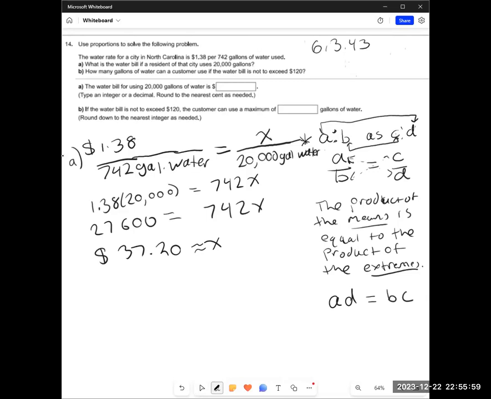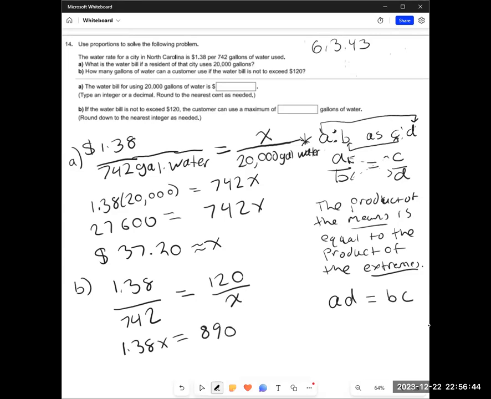For part B, if the water bill is not to exceed $120, the customer can use a maximum of how many gallons of water? So we're going to have 1.38 over 742, and we're going to put $120 up here and x down there to figure out how many gallons of water they can use. We're going to say 1.38x equals, what's 120 times 742? That is 89,040.